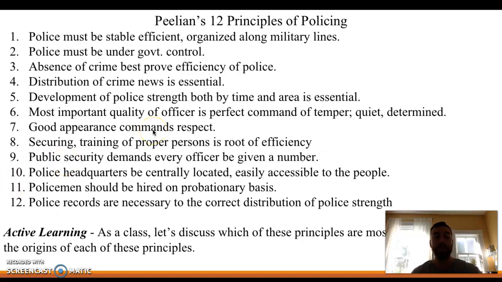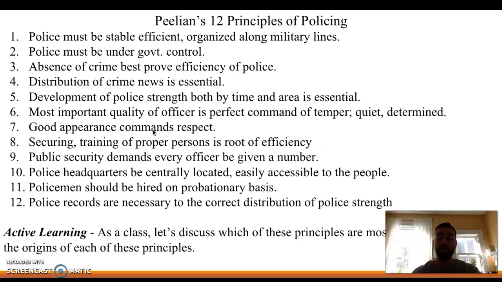Number 10, police headquarters should be centrally located. This is the idea that because police work for the citizens and work for the government, they should be easy to locate and easy to access. Number 11, police should be hired on a probationary basis. This is the argument he makes that as a police officer, you need to prove yourself that you are somebody that can command their temper, quiet, determined, and morally sound before you're given a full-time contract as a police officer. And then the last Peelian principle is that police records are necessary to correct the distribution of police strength.